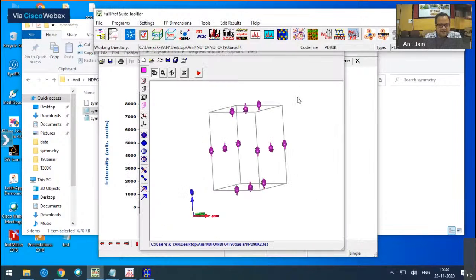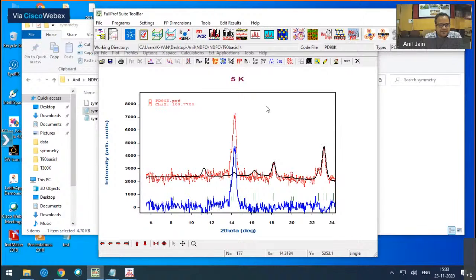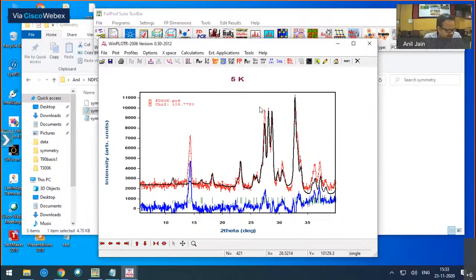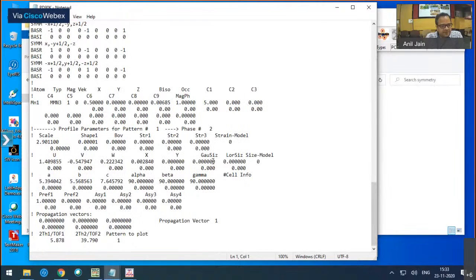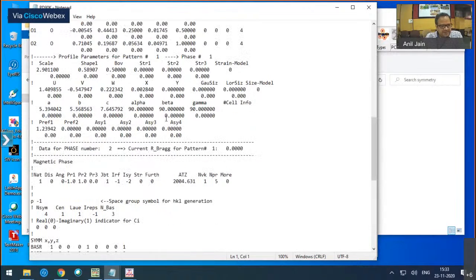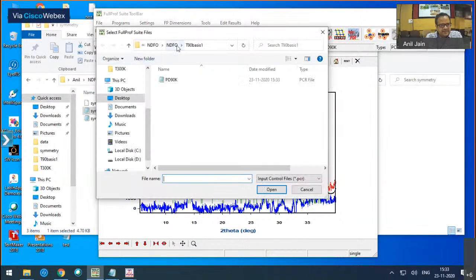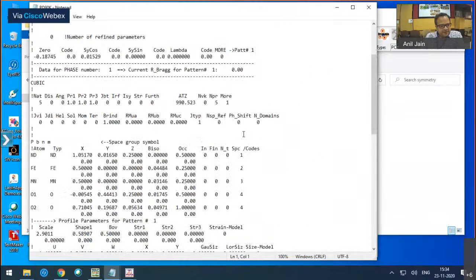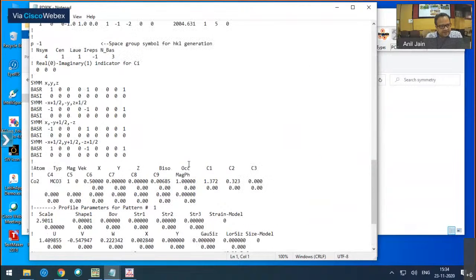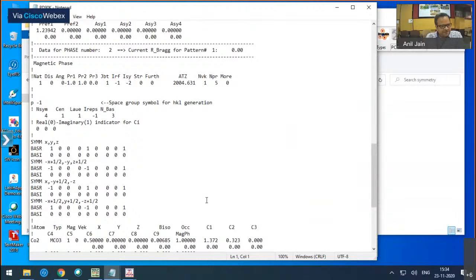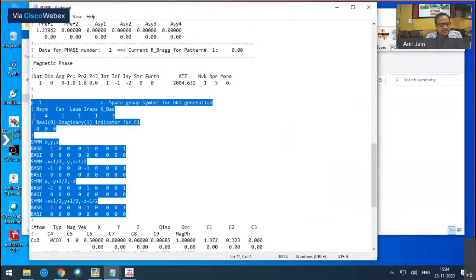So then what we do is we go to another representation. So for going to another representation, I will go into the other directory where I have marked it with the basis 2. So let me just open it. So here this nuclear phase is the same. What we have to change now is this part of the magnetic phase.